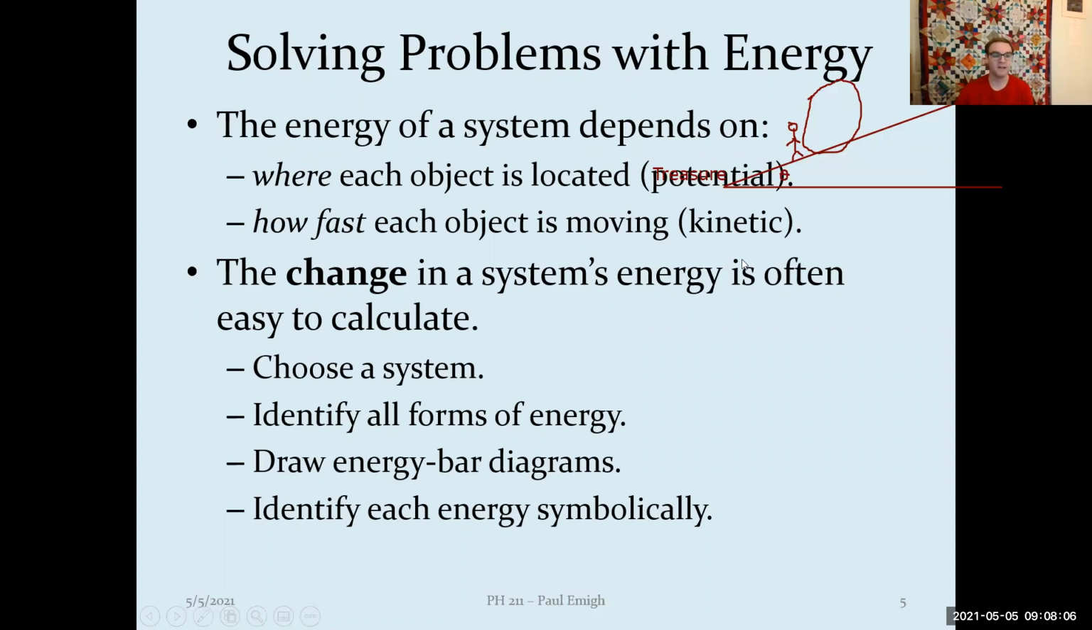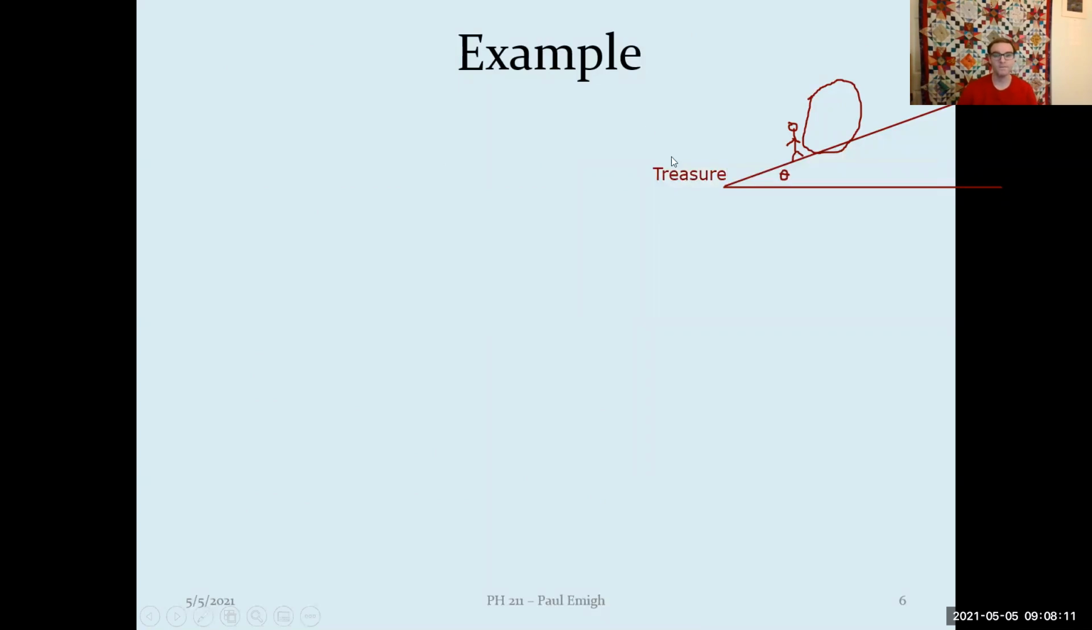So I want to choose a system, identify all the forms of energy, draw some diagrams, and then identify all the energy symbols. My goal here is I want to stop the boulder. So at the end of the day, I need to get down here to the bottom of the ramp and have the boulder not be moving. There's basically no way that I'm going to be able to solve this problem without putting the boulder in my system, right? So system, boulder.